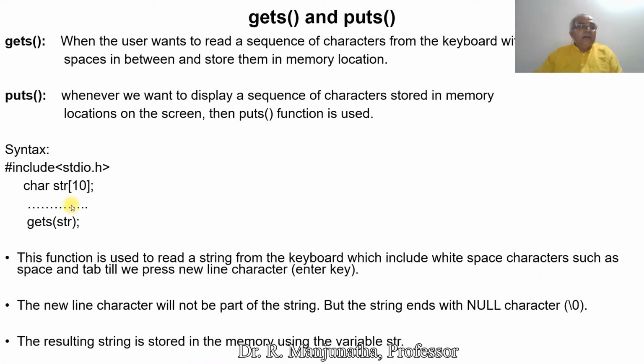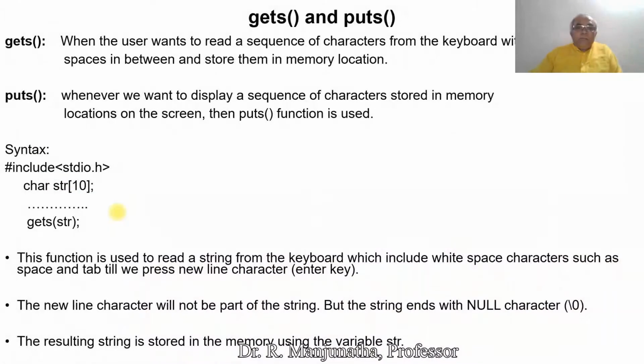gets is the function which is going to be used. This function is used to read a string from the keyboard, which includes white space characters such as space and tab, till we press a new line character, that means the enter key. The new line character will not be a part of the string, but the string ends with a null character. That means whenever you press the enter key, there will be a null character. What is a null character? It is \0. The resulting string will be stored in the memory location in the variable str, which has been given here.